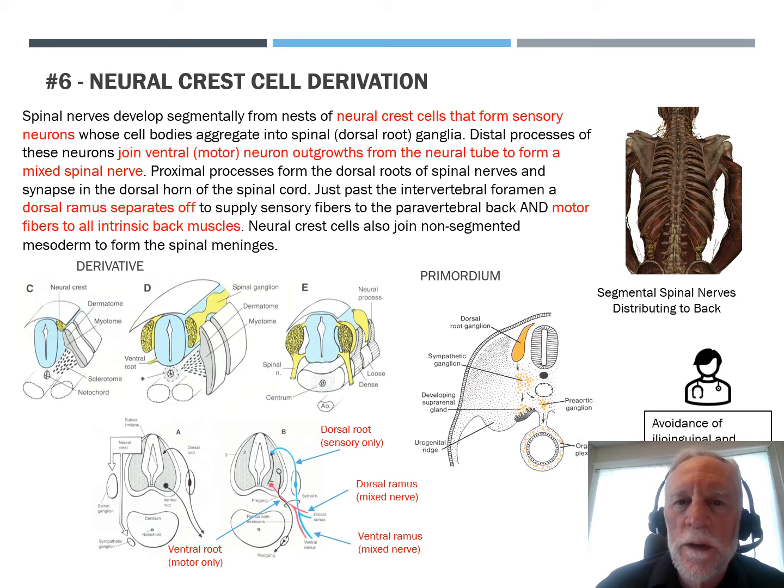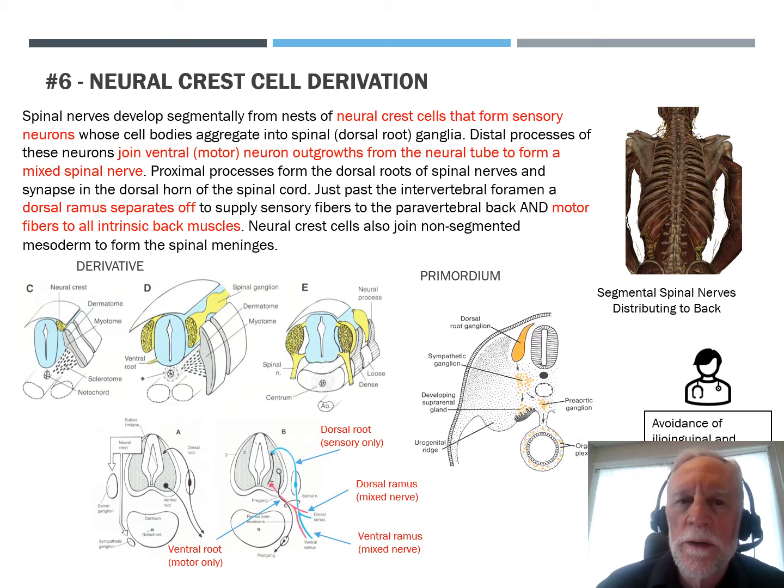Just past the intervertebral foramen, the dorsal ramus separates off to supply sensory fibers to the paravertebral back and motor fibers to all intrinsic back muscles. Neural crest cells also join non-segmented mesoderm to form the spinal meninges. Ventral rami supply motor and sensory innervation to most of the back.